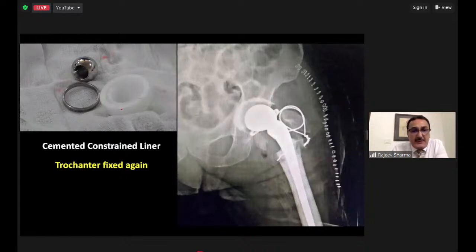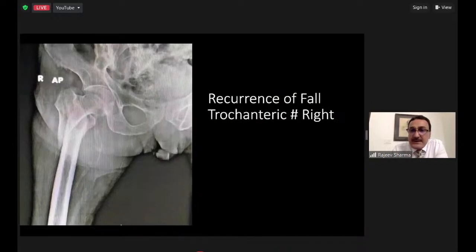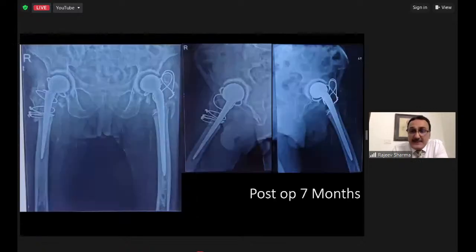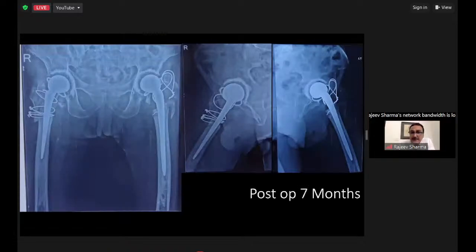This patient was old, and we wanted to ensure that the patient is on his feet at the earliest possible time. So we chose the cemented constrained liner and fixed the trochanter again in this patient. But that was not the end of the story. What we see is that the patient had a fall again, and he had a fracture of the trochanter on the other side. Now, this side, we did not wait for any time, and we went ahead and did the constrained liner on the other side itself in the same stage.